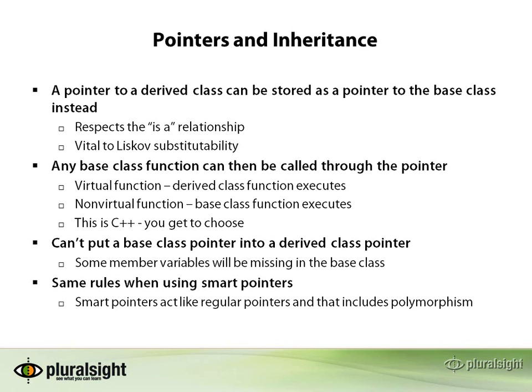Interestingly, when you use smart pointers, like shared pointer and unique pointer, you can get this same polymorphism preserved, exactly the same behavior as if you were using raw pointers. Since I consider using smart pointers to be a best practice, I want to make sure that you know you're not giving anything up when you use them in an inheritance hierarchy.